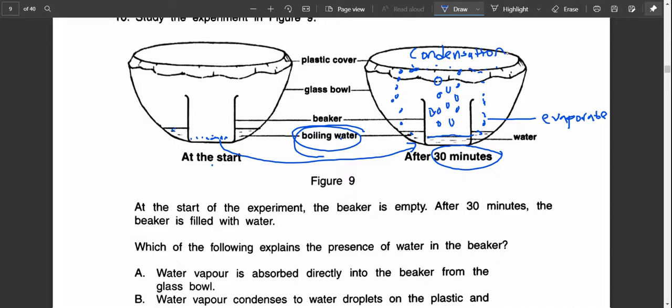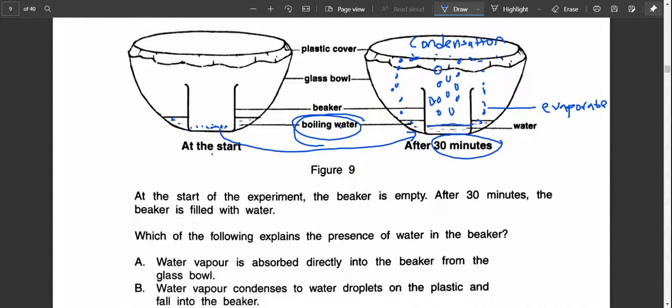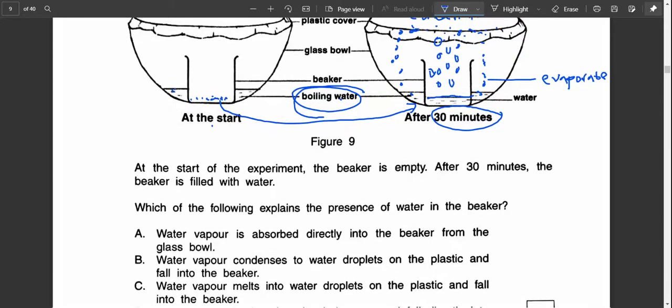If there's no plastic cover on top, it will not happen. Just remember, if you order take-away food, you will see the same thing. If you put the cover on top of hot food, you will see that the water vapor will condense like that. So at the start of the experiment, the beaker is empty. After 30 minutes, the beaker is filled with water.